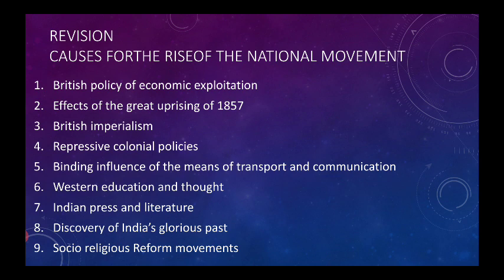Next, repressive colonial policies: the annexation of states, doctrine of lapse, abolition of titles and pensions. All these were the reasons the Britishers installed these repressive policies. And when the Indians rose in the uprising of 1857, to stop this uprising the Britishers had to follow a very cruel methodology.